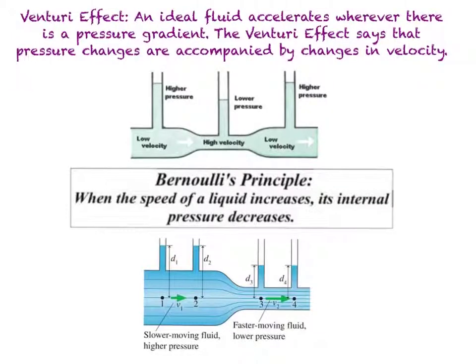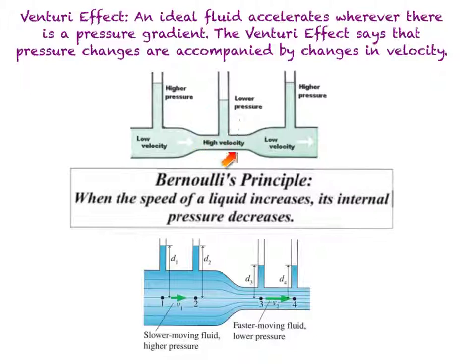Because an ideal fluid accelerates wherever there's a pressure gradient, the Venturi effect says that pressure changes are accompanied by changes in velocity. Here is pictured a pipe with three pipes coming up out of it. If the liquid in these pipes is in hydrostatic equilibrium, Pascal's principle tells us the liquid will rise to the same point in all three openings. If, however, we cause that fluid to flow through here, there's greater pressure here than in this constriction, so the fluid increases velocity here.